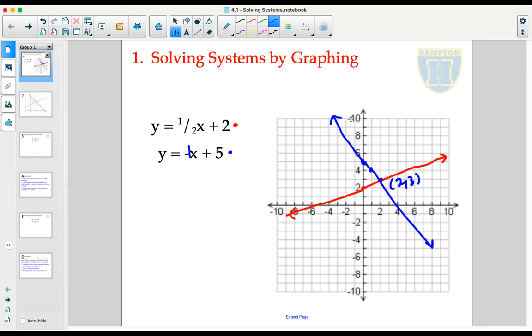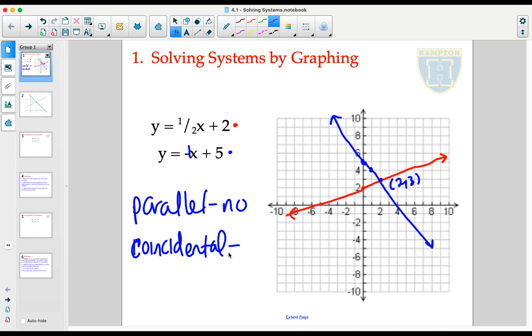We do not have a situation where the lines are parallel. In the case where the lines are parallel, we have no intersections. And we don't have a situation where the lines are identical to each other. That's what's called coincidental lines. That would be an infinite number of solutions. Here we have just two lines with different slopes and different intercepts intersecting in one location.